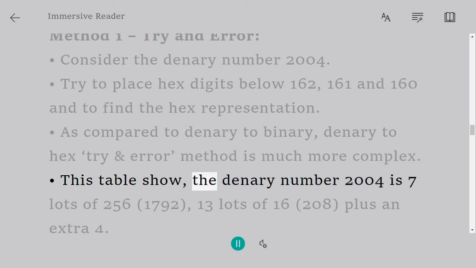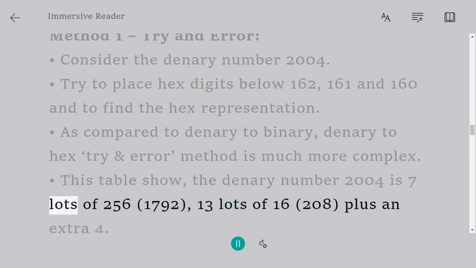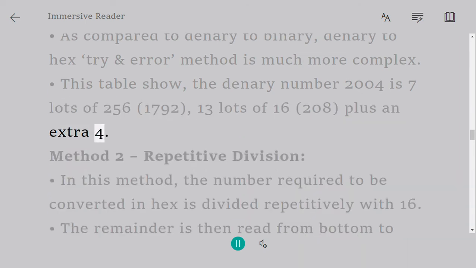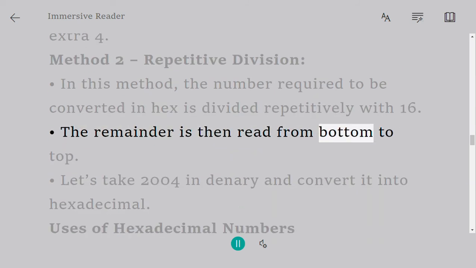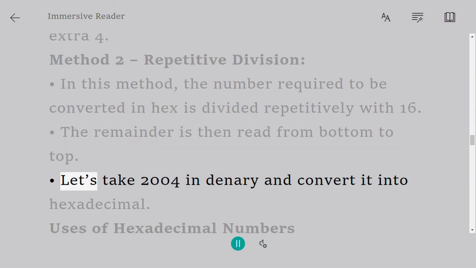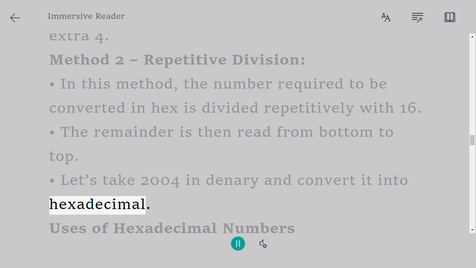This table shows the denary number 2004 is 7 lots of 256, which is 1792, plus 13 lots of 16, which is 208, plus an extra 4. Method 2, repetitive division. In this method, the number to be converted to hex is divided repetitively by 16. The remainders are then read from bottom to top. Let's take 2004 in denary and convert it into hexadecimal.